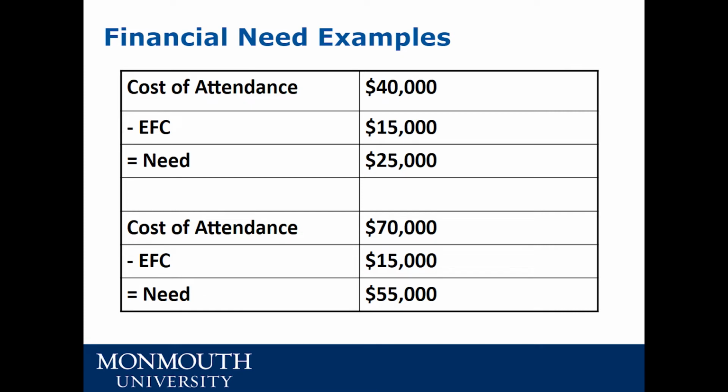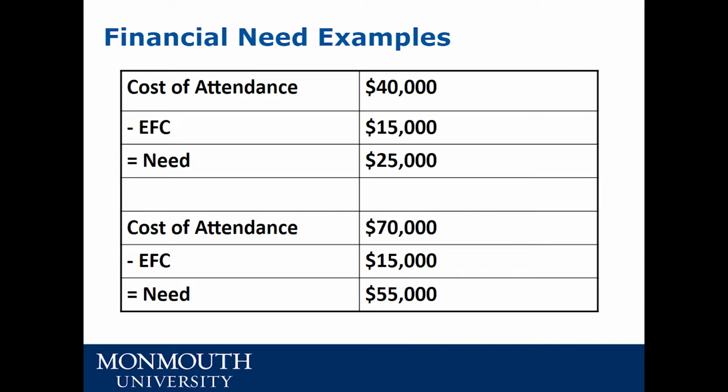So on my slide here, I'm looking at two different schools with two very different costs of attendance. My first school, cost of attendance is $40,000. In my example, my expected family contribution is $15,000, leaving me $25,000 in financial need at that school. But I'm also looking at another school, cost of attendance of $70,000. EFC still stays at $15,000, leaving me $55,000 in financial need at that second school.